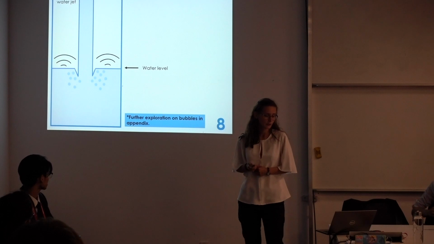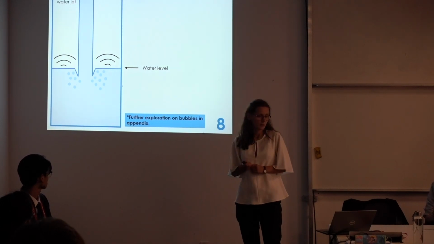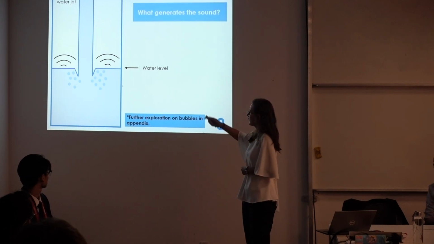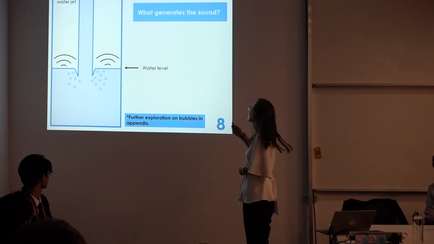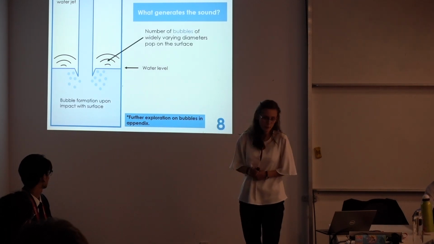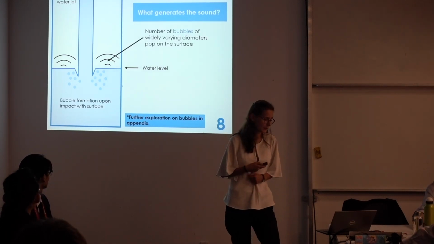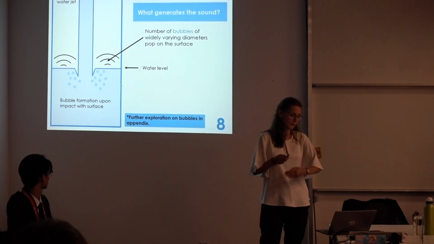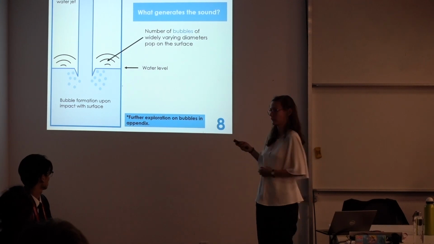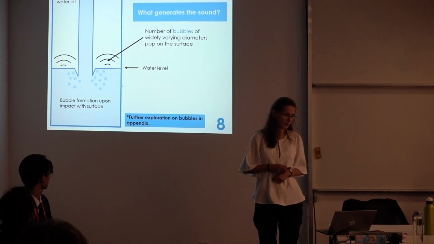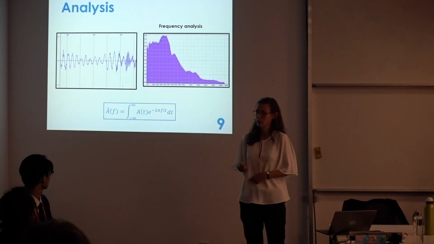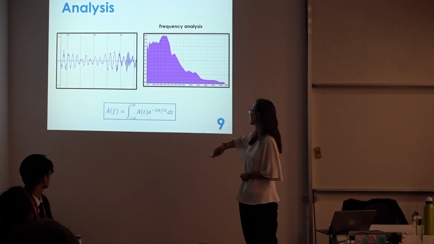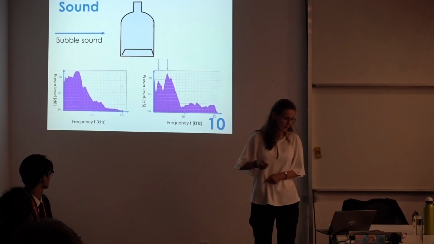A possible explanation of the phenomenon would be that when a vertical jet hits the surface, bubbles are formed. What generates the sound is the number of popping bubbles varying in diameter, and their popping is what generates the sound. We have a further explanation of this phenomenon in the appendix. So we analyzed it with a Fourier transform, and we plotted graphs of intensity and frequency diagrams.